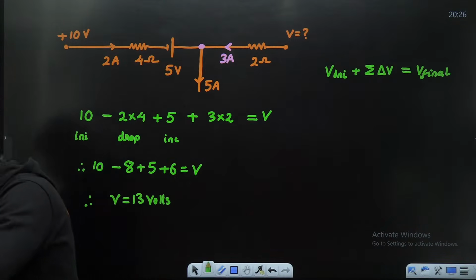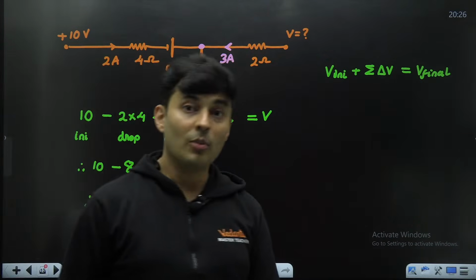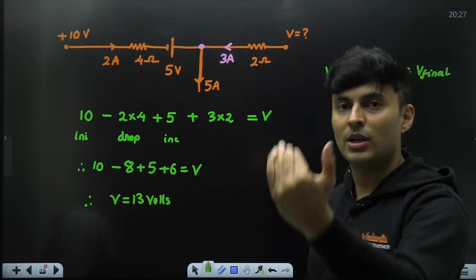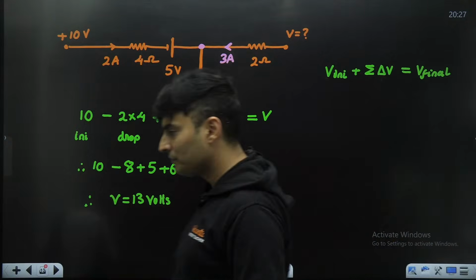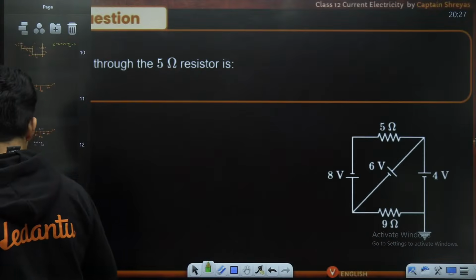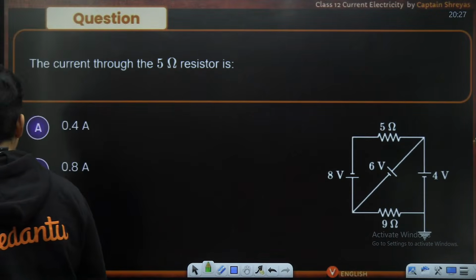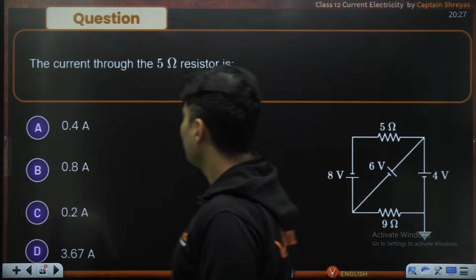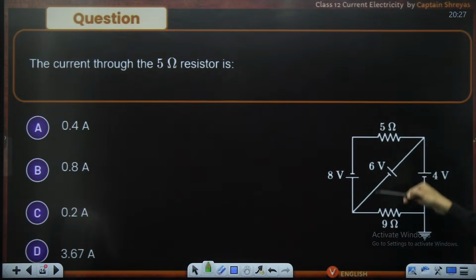Got it? How many of you loved the question? How many of you enjoyed the question? How many of you understood a different kind of KVL question now? Lovely. So let's start applying into more questions coming up on your screen. The current through the 5 ohm resistor. So this is the MCQ. Let's see if you can start applying it.